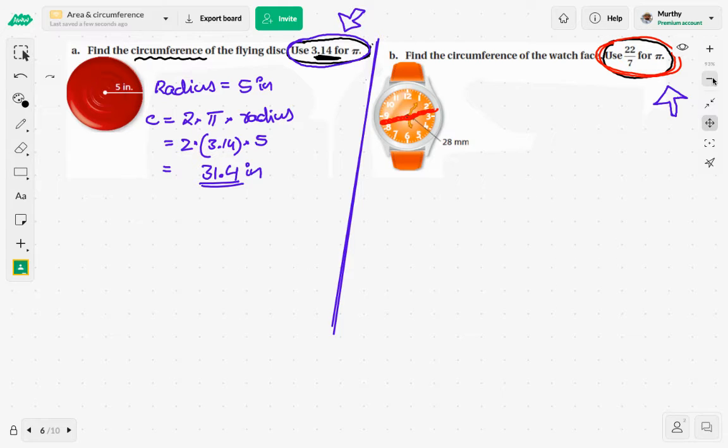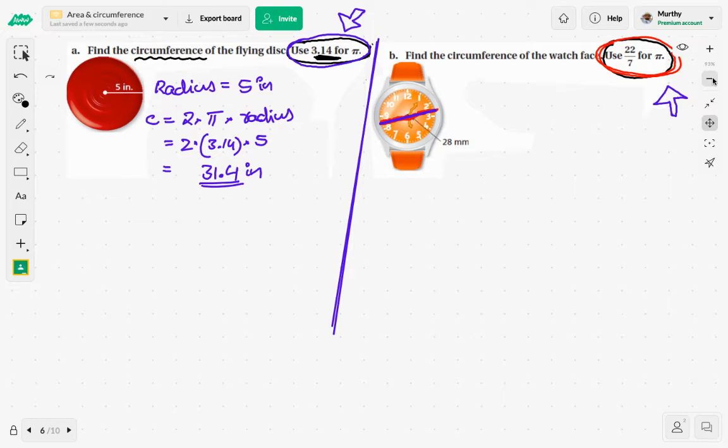Here, please notice that the length of the diameter is given. The majority of the students tend to make the mistake here. So please notice that the length of the diameter is given. It is not the radius.